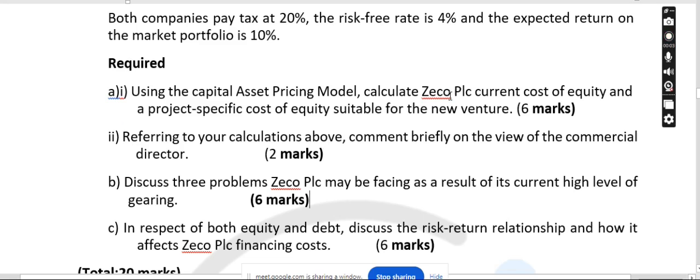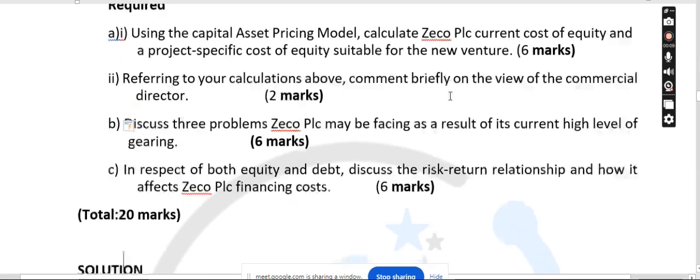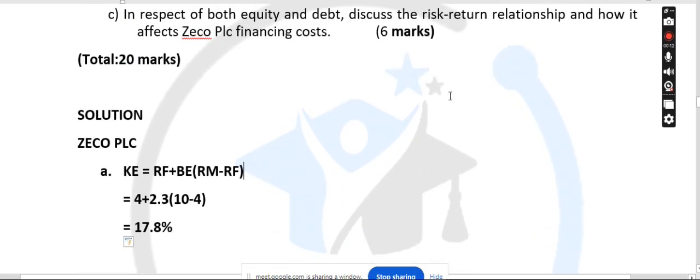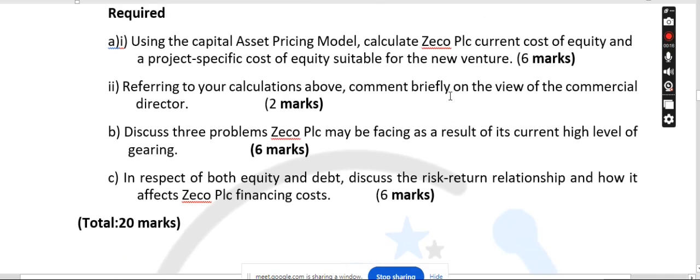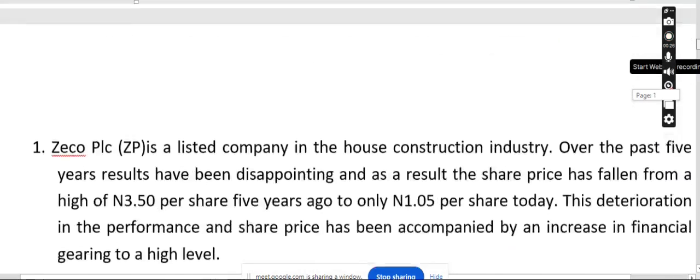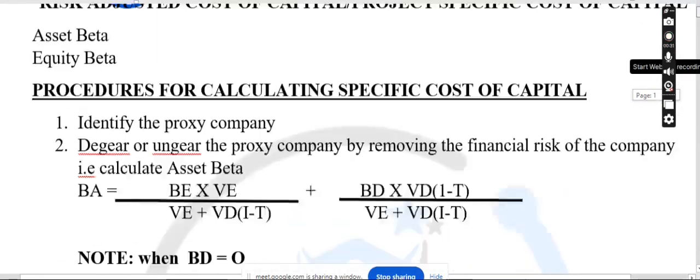So having calculated the current cost of equity of Zeco PLC, now we shall proceed with our procedures to calculate the project specific cost of equity. The project specific cost of equity, and don't forget these steps to calculate project specific cost of capital.